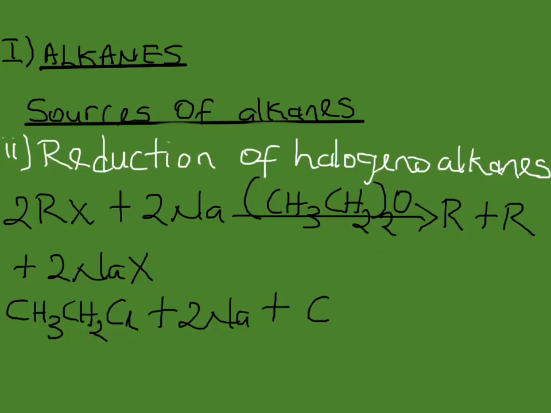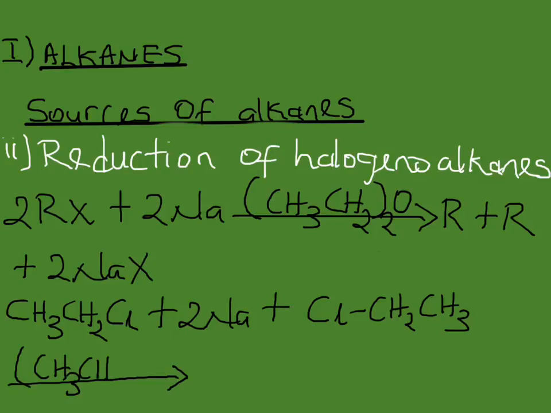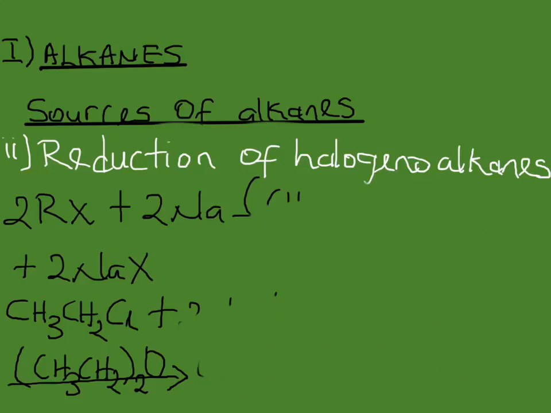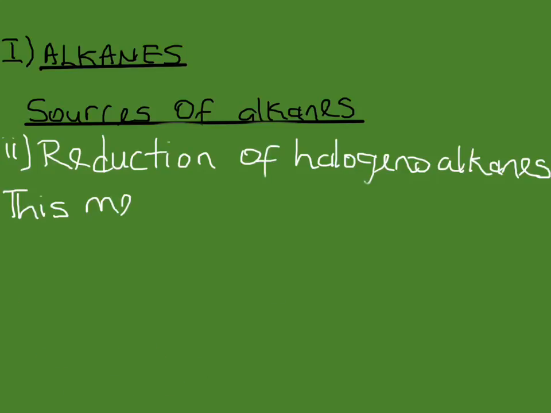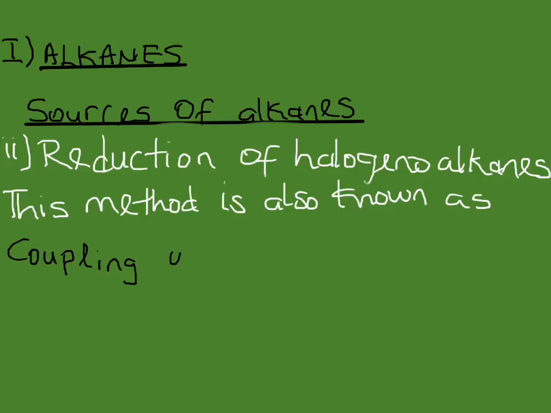Look at the specific example there. Chloroethane plus 2 sodium plus chloroethane in the presence of ethoxyethane is going to yield us butane. This method is also known as coupling of halogenoalkanes.